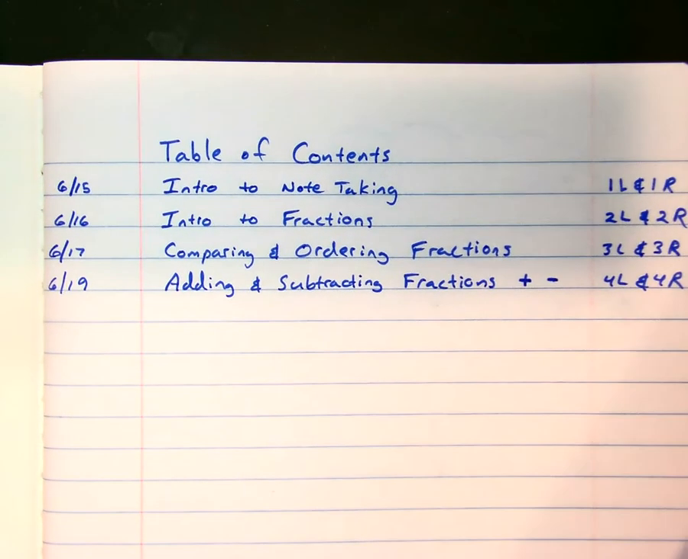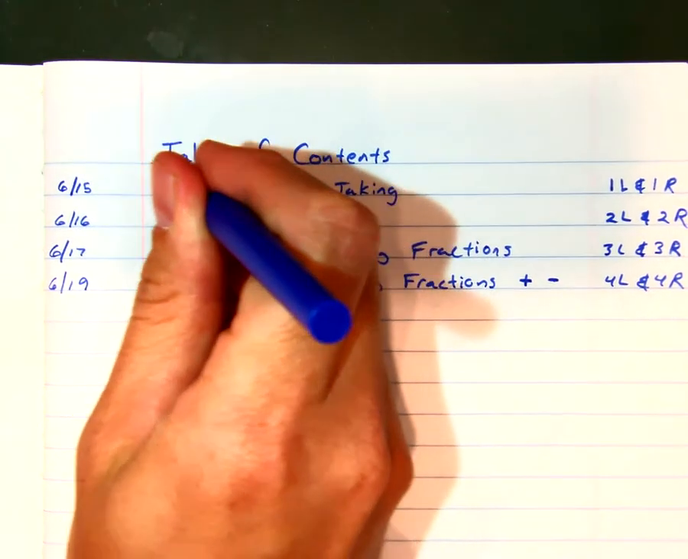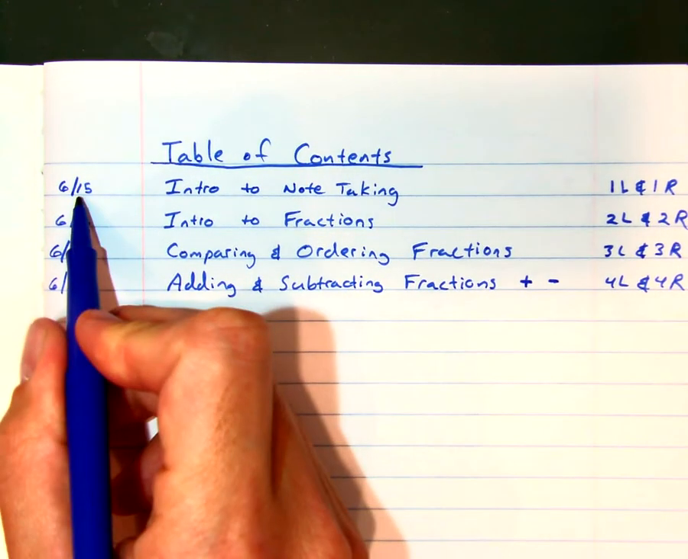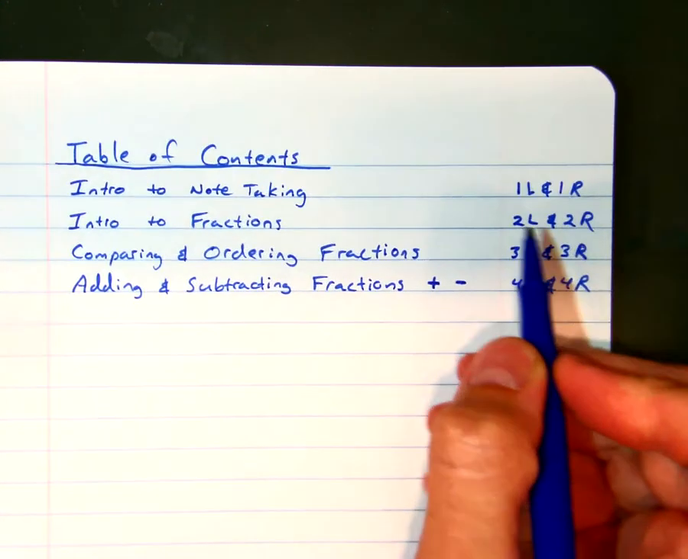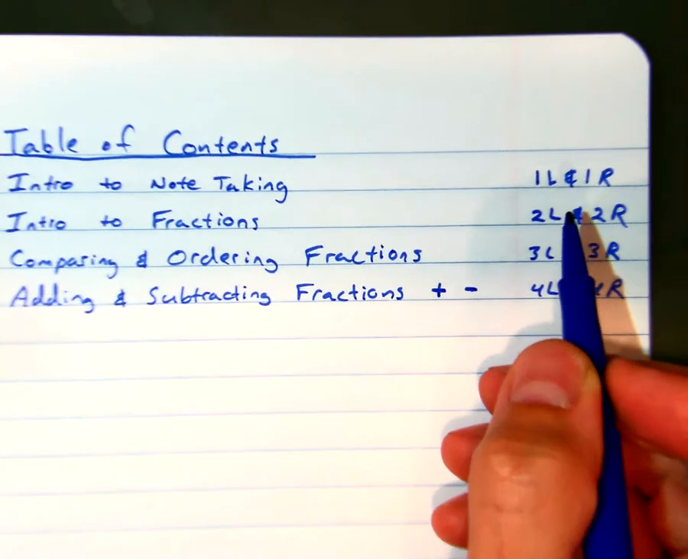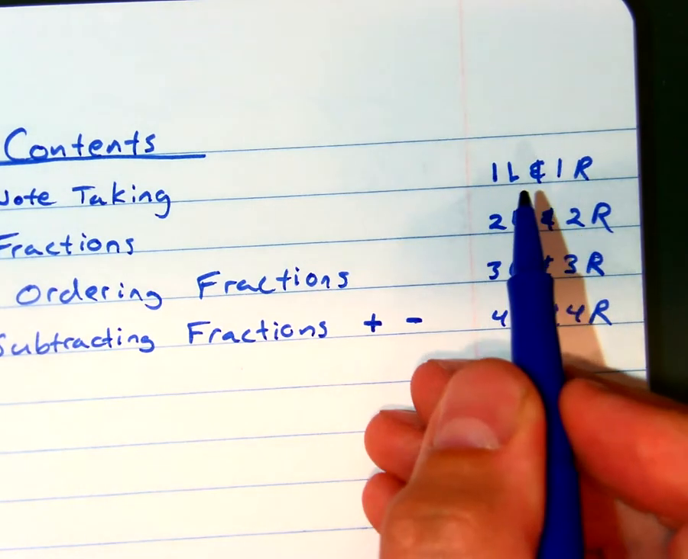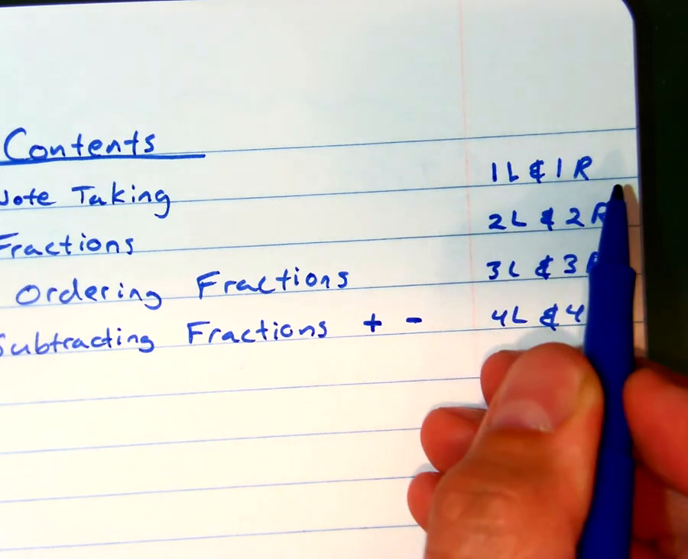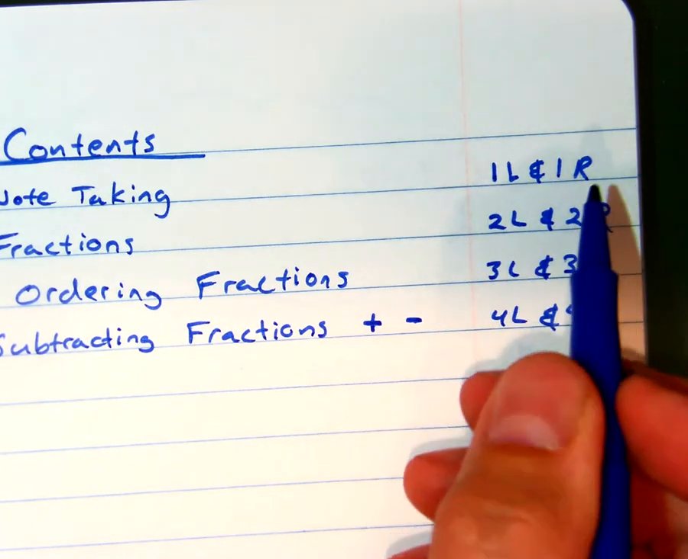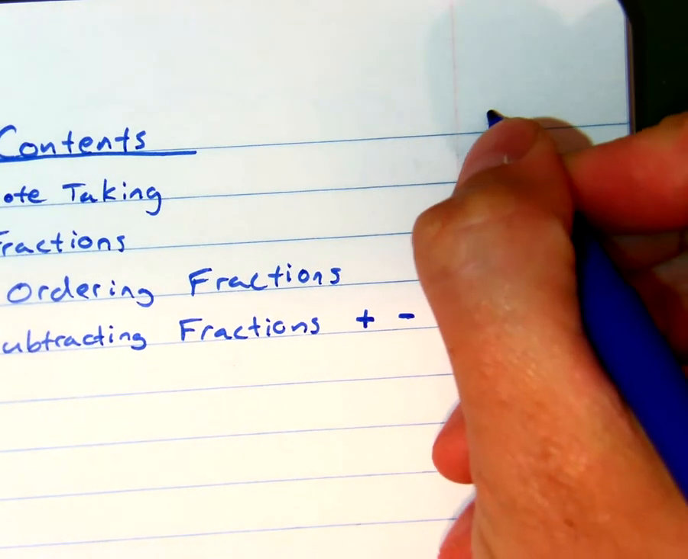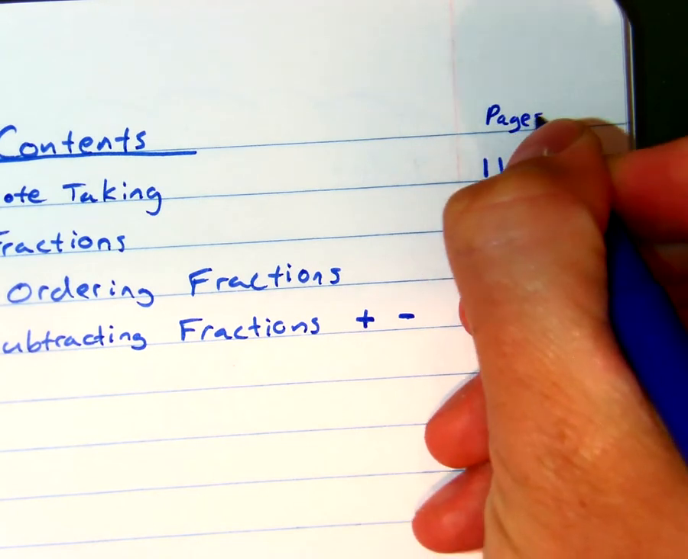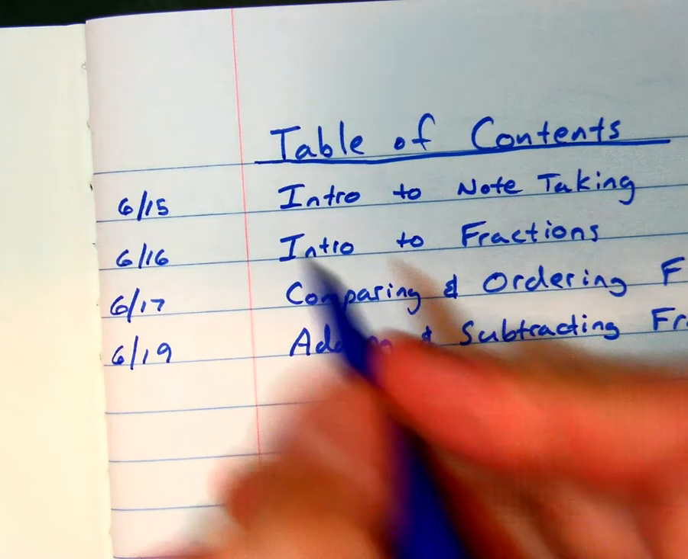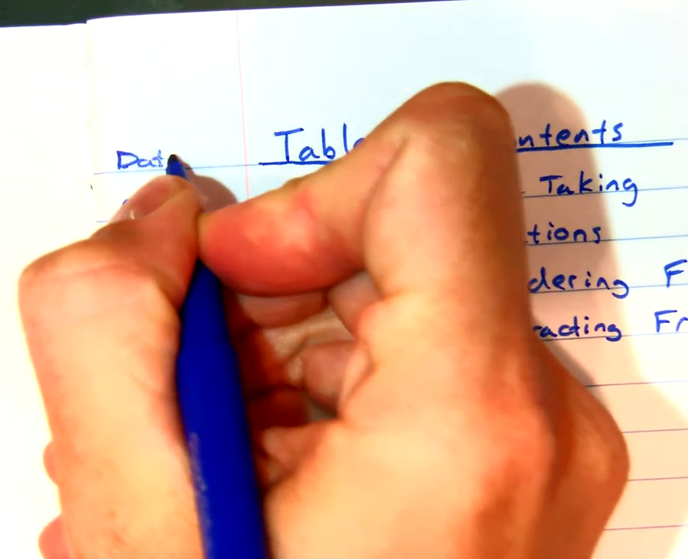What you see here is, in the center, I have the title of my lesson, I have the date, and over here, let me zoom in, 1L and 1R. This stands for page 1 left, page 1 right. And I'll show you a little bit more about what that means. So this is our pages, and over here we've got table of contents and our dates.